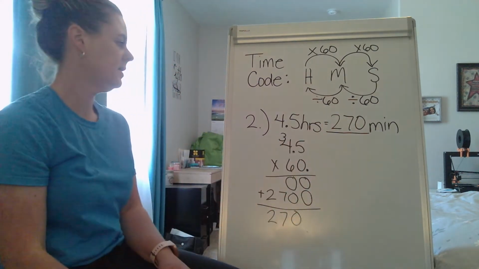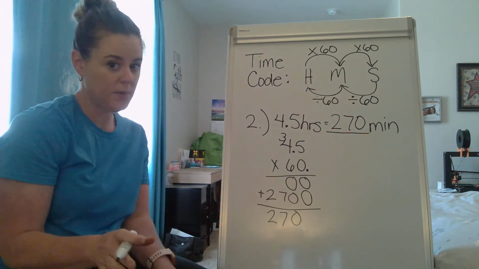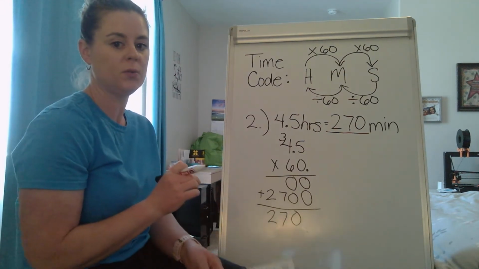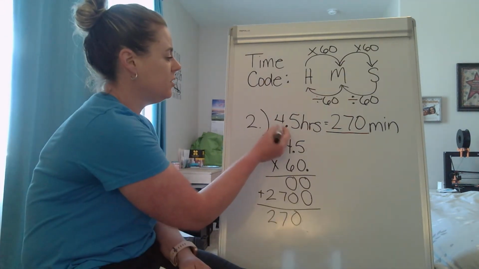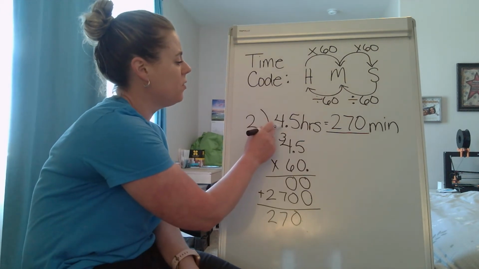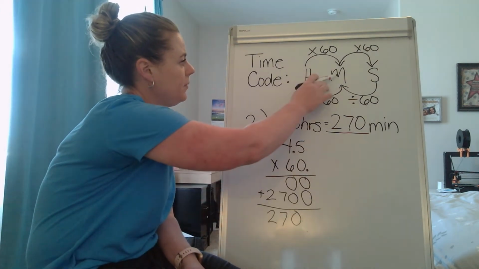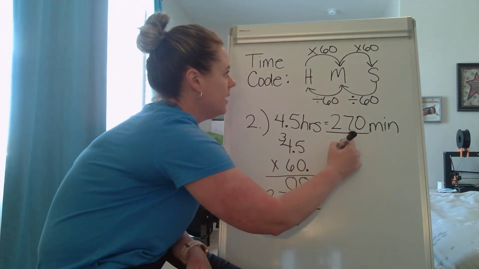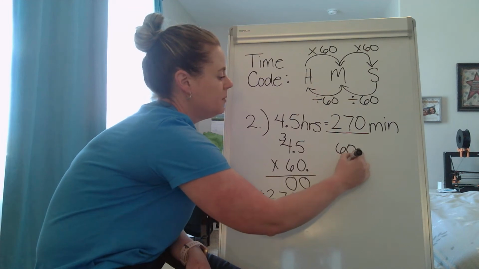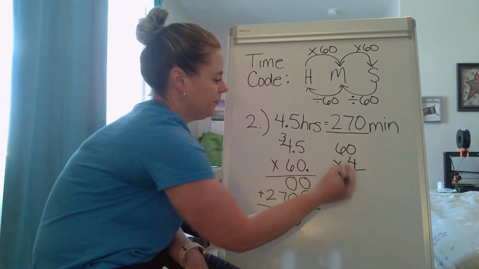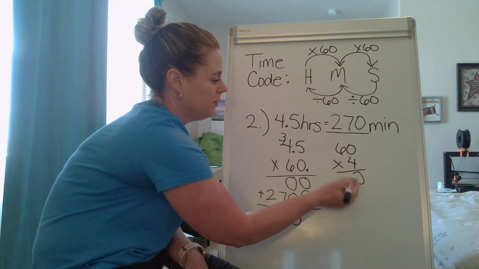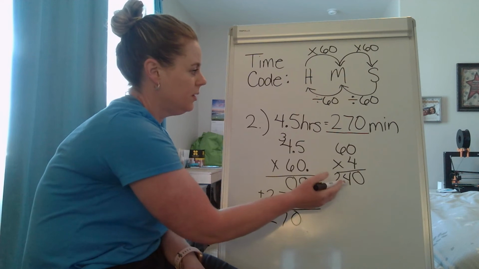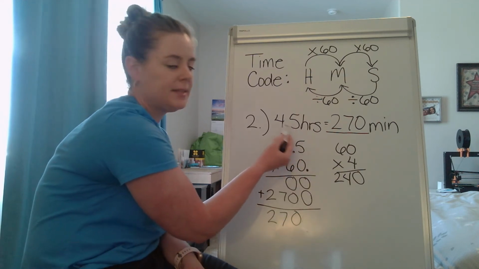There's 270 minutes. Okay, so the other way you could do this, which might be a little bit easier, and I have a feeling some of you probably figured out. If we took 4.5 hours, so if we know 4 hours, there's 60 minutes in 1 hour. If I took my 4 and I did 60 times 4, 0, 6 times 4 is 24. There's 240 minutes, and then you have this half hour.